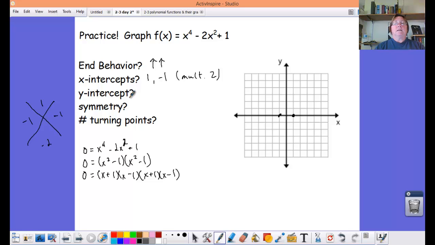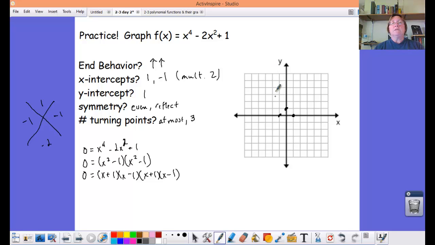The y-intercept: this function is already multiplied out, so the constant is the y-intercept. It's going to hit the y-axis at 1. Does it have symmetry? Yep, this one is even, so it should reflect. And since it is a 4th degree polynomial, it will have at most 3 turning points.